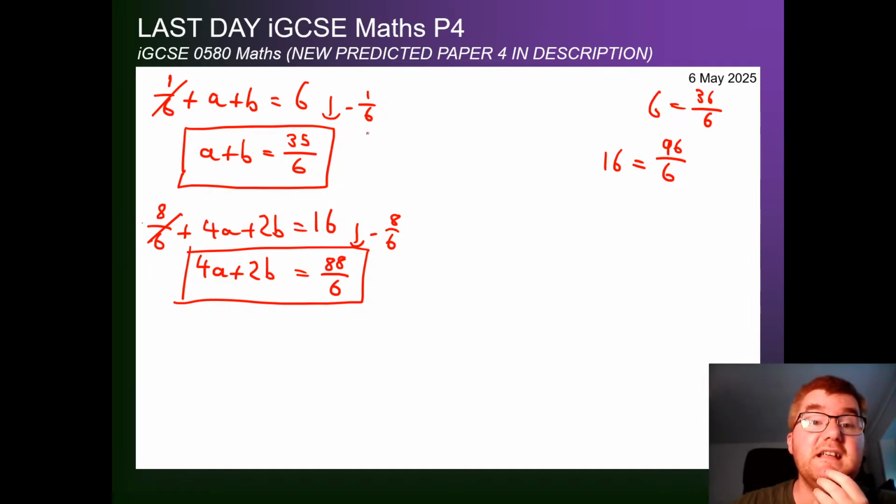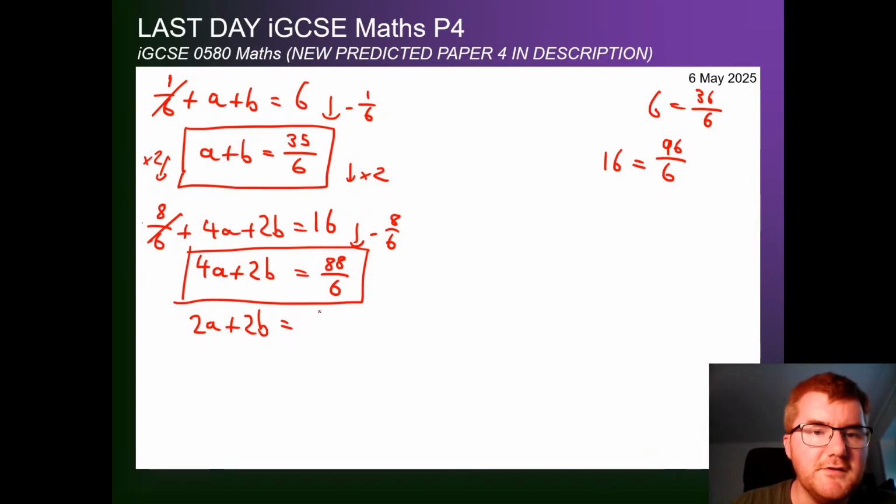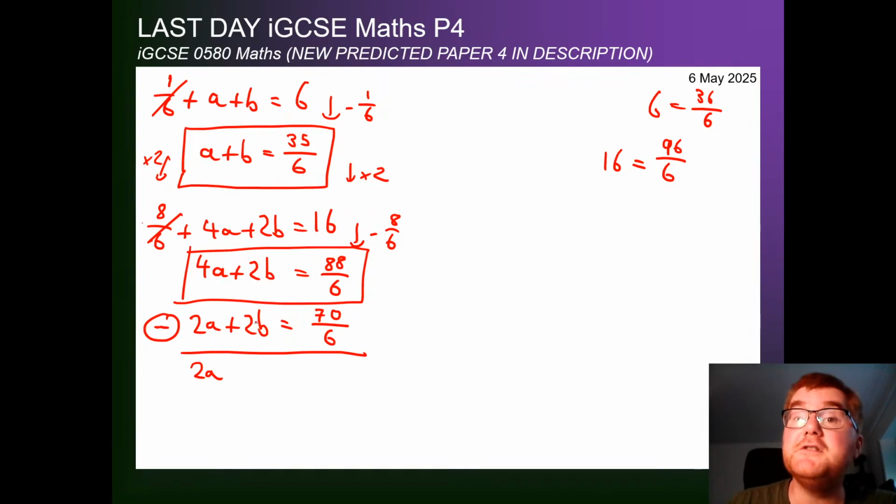So the way that we solve this, the easiest way to do this is just to take one of these equations and actually make the a's or the b's the same. Notice we've got 1a and 1b, but we can make this into 2b. So what I'm going to do is times by 2 on both sides of this equation. That gives me then 2a plus 2b is equal to 70 over 6. And now this allows me to subtract the two equations from each other. 4a minus 2a is 2a. 2b minus 2b, that just disappears. 88 over 6 minus 70 over 6, that's equal to 18 over 6.